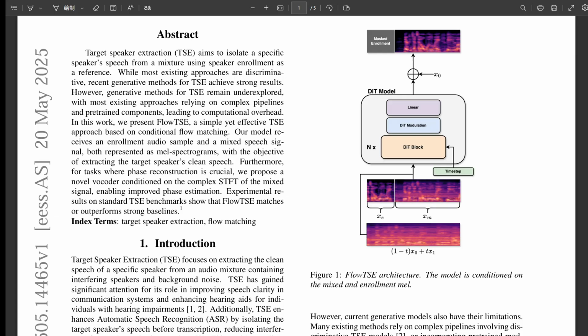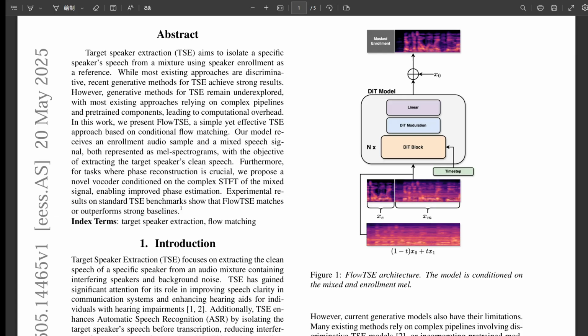So stepping back, what's the bigger picture here? Where does FlowTSE fit in? Well, it's a solid contribution from the researchers at Yael, Aviv Navon, Aviv Shamsian, and others. It plugs into this broader effort across many labs exploring generative models, flow matching, diffusion, etc. for audio. FlowTSE really makes a case that these newer generative techniques, especially flow matching, can offer a simpler yet powerful alternative for tough problems like TSE.